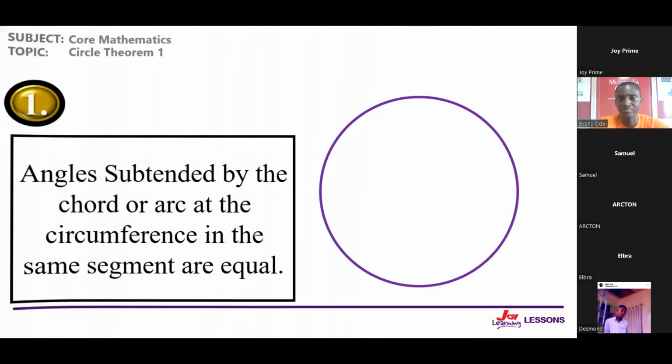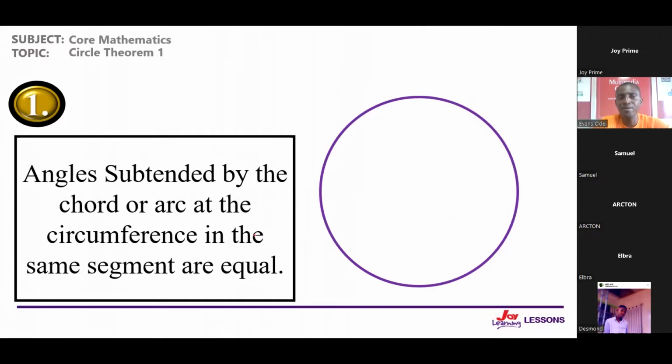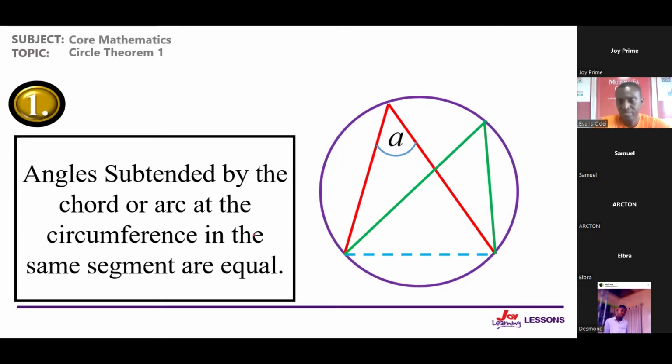What we are seeing here is, if we have a chord, okay, a chord. You know this is a chord now because we've mentioned a chord or an arc. And we subtend an angle by the chord at the circumference, and we subtend another angle by the same chord to the circumference. This theorem says that these two angles, A and B, are equal. We can verify this using GeoGebra. Let's see how it works with GeoGebra.